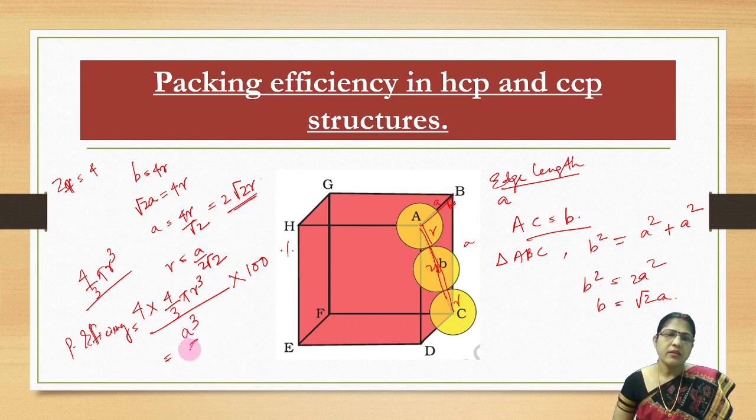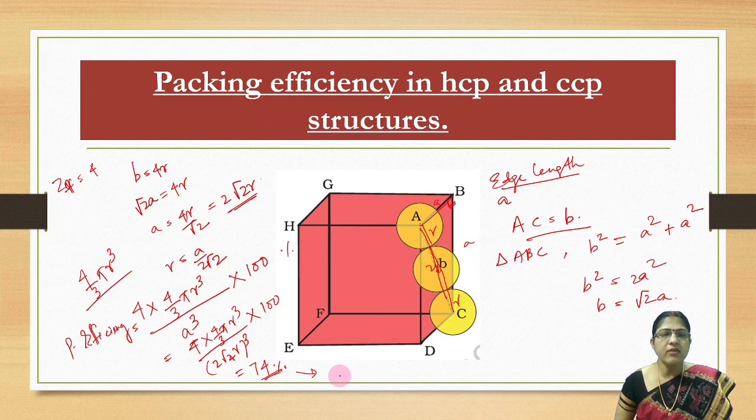So if we put the value of A in the formula, 4 into 4 by 3 pi r cube, and instead of A cube, how much we can write? 2 root 2 r whole cube, into 100. So if we calculate, we will get 74%. So in case of FCC, 74% is the packing efficiency. That means the percentage filled by atoms is 74%.